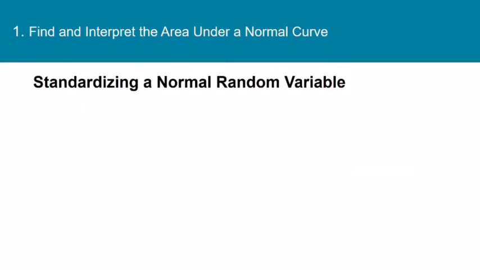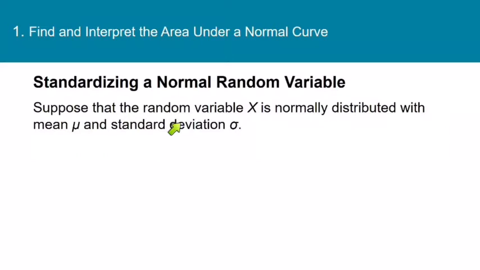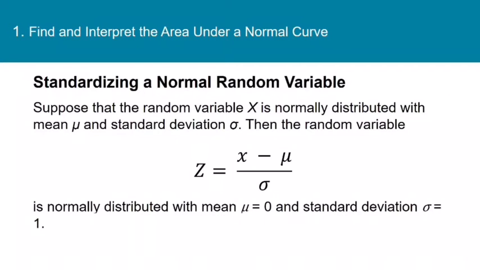What we actually need to do is standardize our normal random variable. So here's what I mean by standardize. Suppose that the random variable x is normally distributed with a mean of mu and a standard deviation of sigma. Then we can calculate a new random variable that we'll call z. z equals x minus mu all over sigma. You'll recognize this formula from chapter 3. This is our old z-score formula.